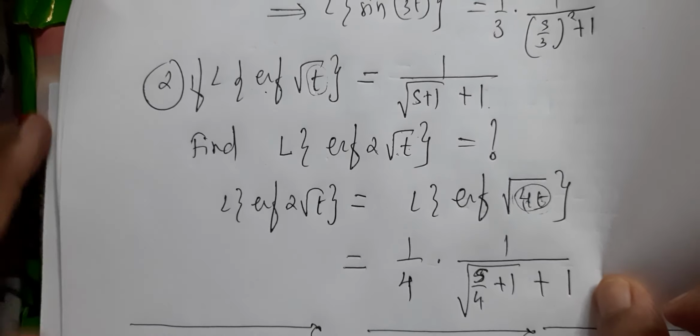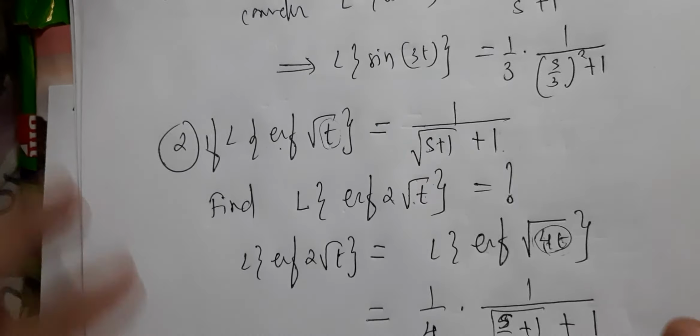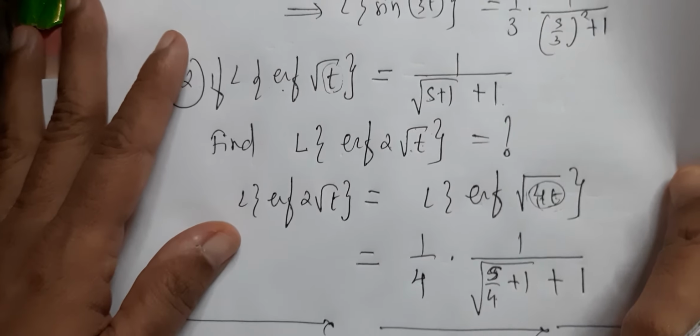So we'll stop here, and in the next video we'll go for the next property, that is multiplication by t.